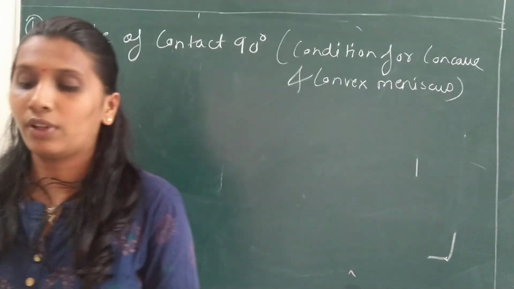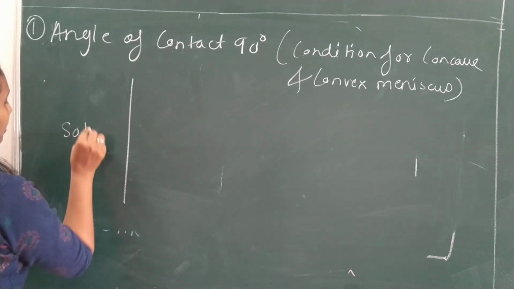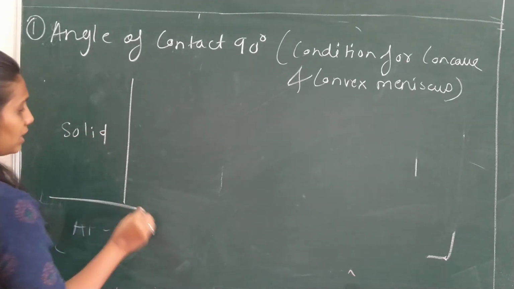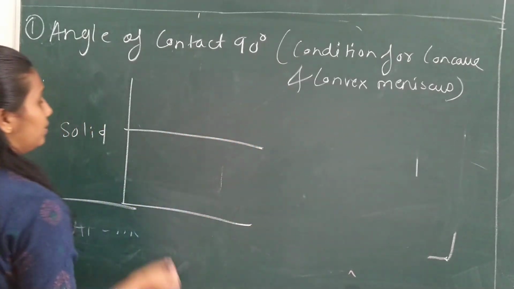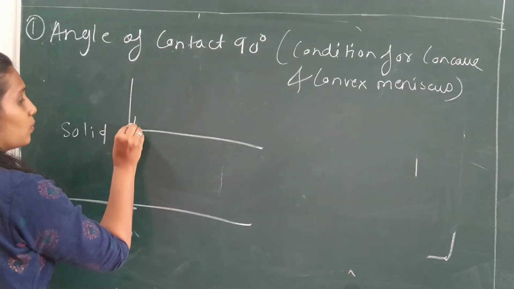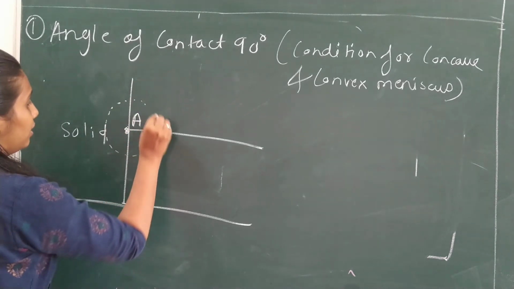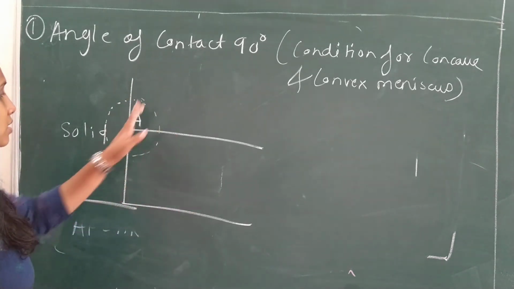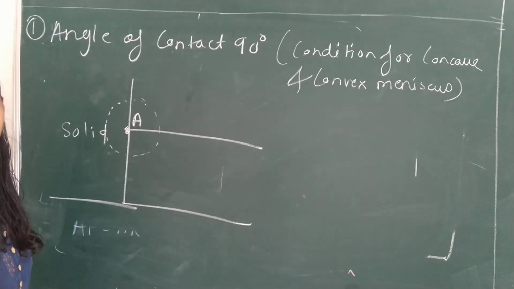Right? Now for that, again I will consider a solid. This part is of solid. Draw half diagram, same like your textbook, and this is your liquid. This is the molecule A which is situated at the corner, and this is the sphere of influence, say. This is air, this is glass, and this is water.